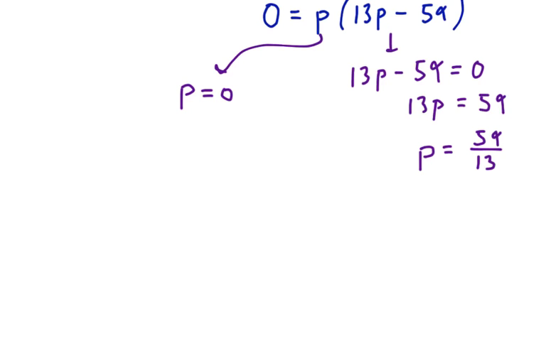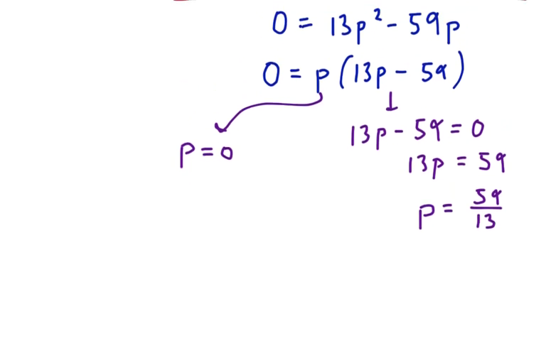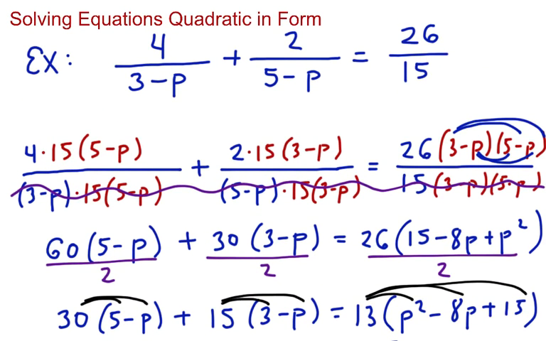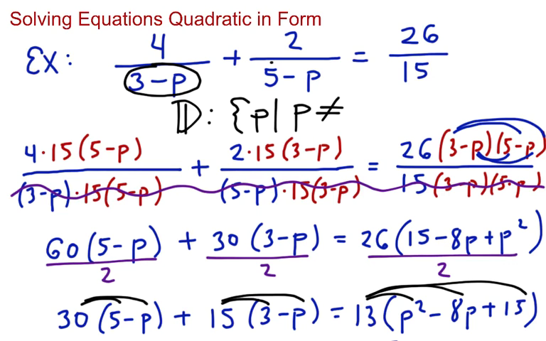Before I write them down and call it good, though, I'm going to run back up to the beginning and consider my domain, because I have not yet considered the domain for this problem. Back up in our original, the domain would have told us all values of p except for what? All values of p except for, this one says don't include 3, this one says don't include 5. So the domain is everything but 3 and 5.